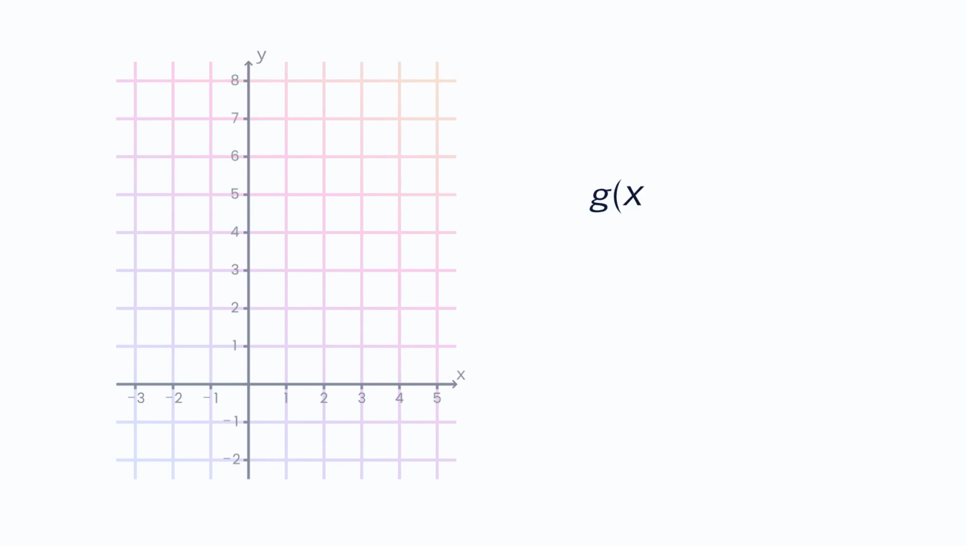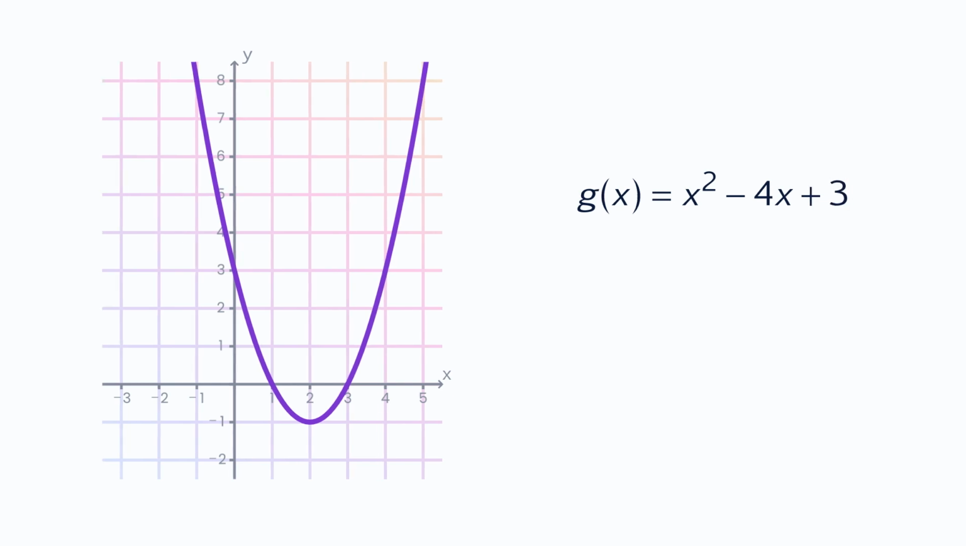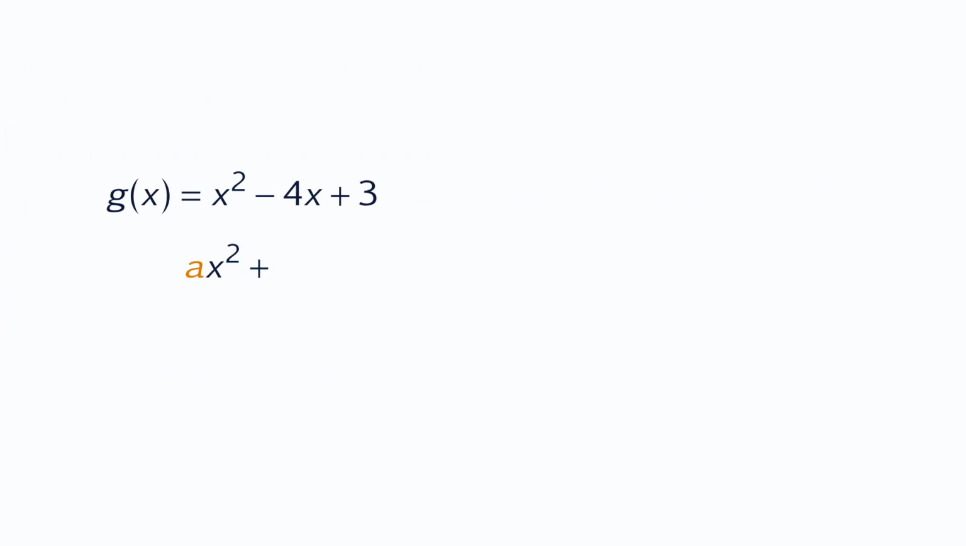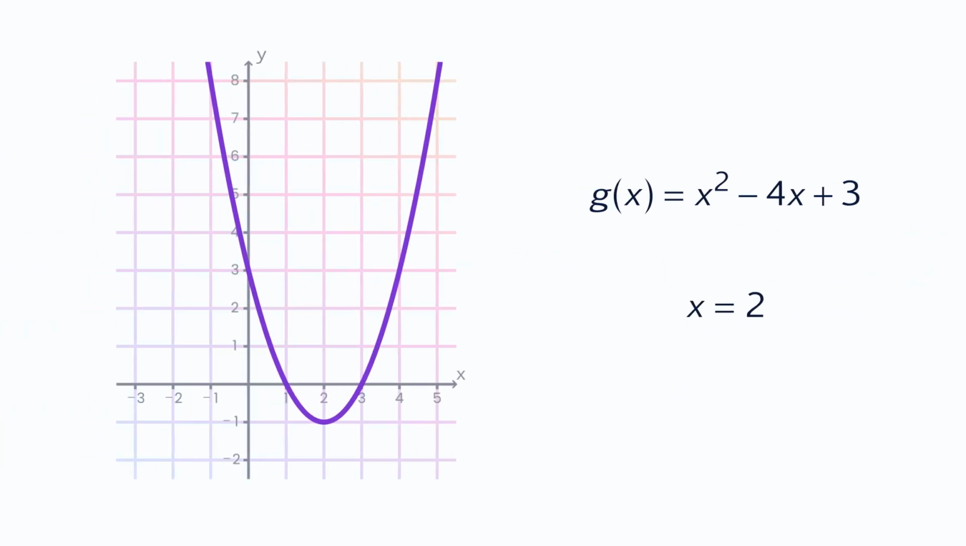You want to find the axis of symmetry for the function g of x equals x squared minus 4x plus 3. First, find a and b. Here, a equals 1 because x squared is the same as 1x squared. b equals minus 4. Inserting these two values in the formula gives you minus 4 over 2 times 1. This is equal to 2. So the axis of symmetry for the graph is x equals 2.